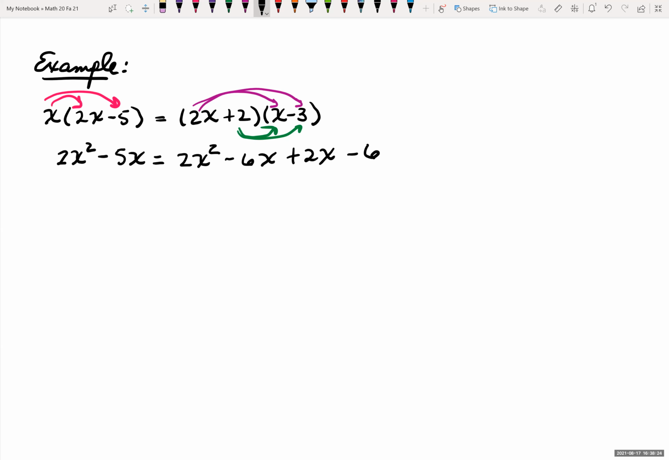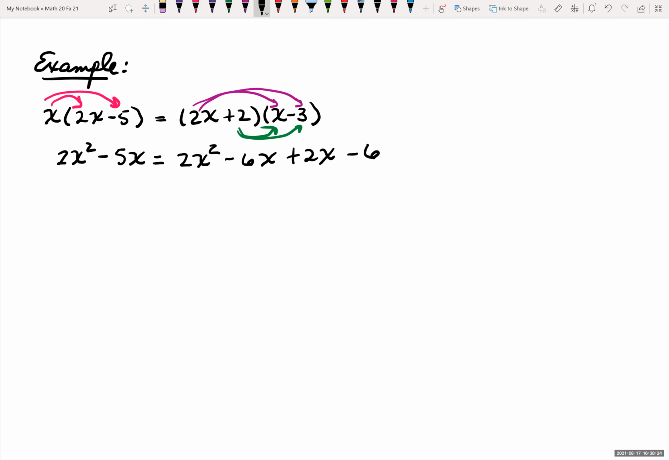So rewriting the left-hand side, those are not like terms. 2x squared minus 5x, because the variables x are not raised to the same power. On the right-hand side, we have 2x squared. Here we have a minus 6x plus 2x, or negative 6x plus 2x. And so that gives me minus 4x minus 6.